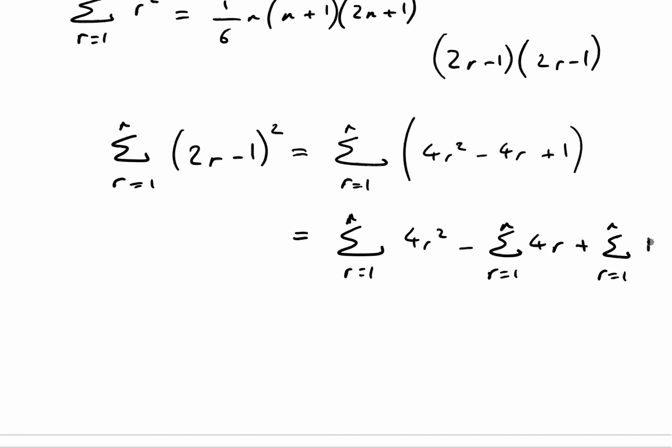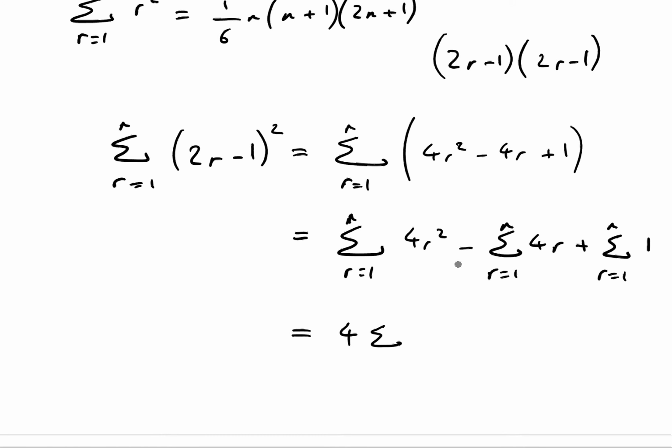Right, well, let me just do a little bit more. Okay, the 4 and the 4 here are just constants, so I can take that constant in front of the summation. Because the summation of the 4r squared is the same as 4 times the summation of r squared.